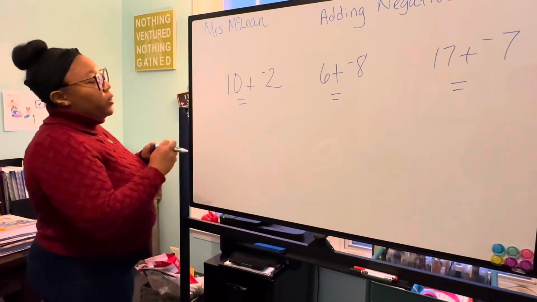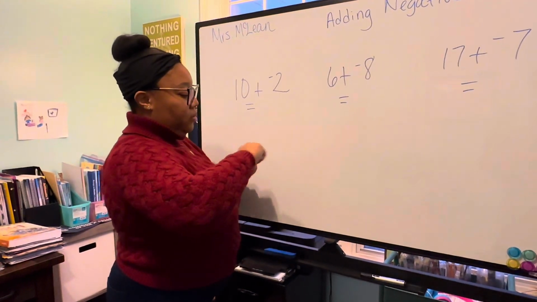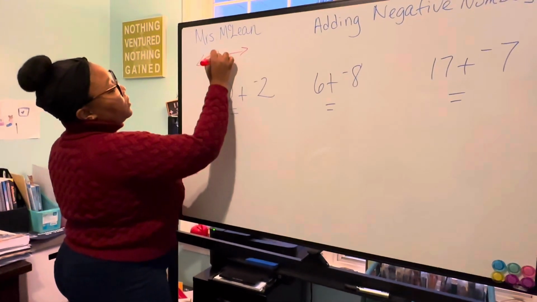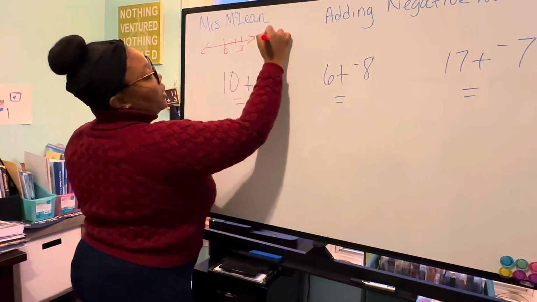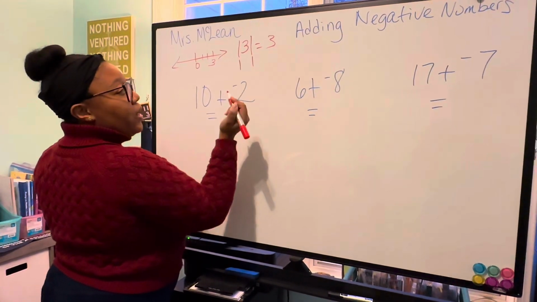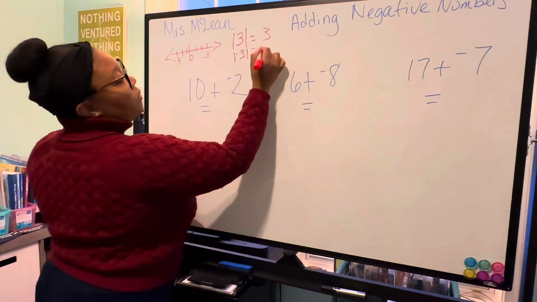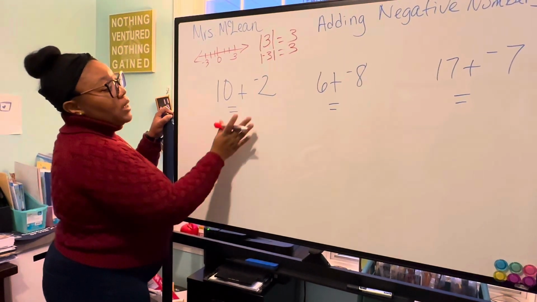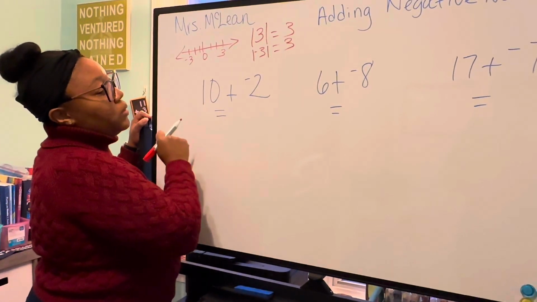Now, just a quick refresher on absolute value. Absolute value is the distance from zero, okay? So if we had our number line, we're literally looking at the difference from zero. The absolute value of positive 3 is simply 3. The absolute value of negative 3, guess what? It's still a positive 3. It's simply the distance from zero. So when we add integers, we want to keep the sign of the number with the highest absolute value.